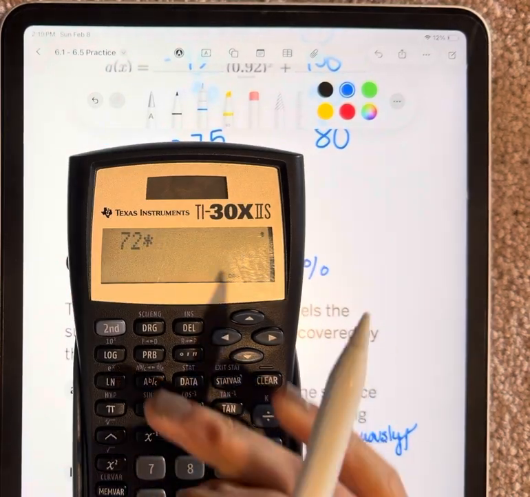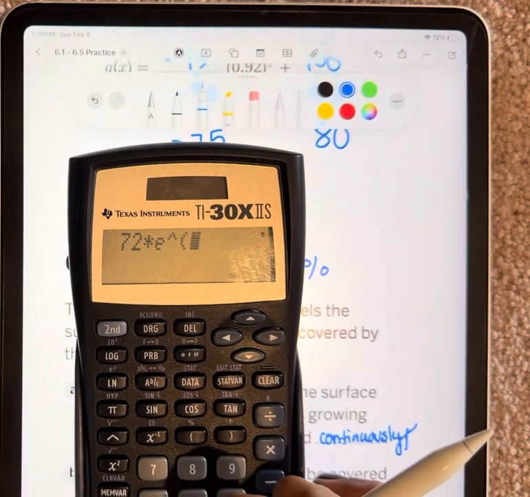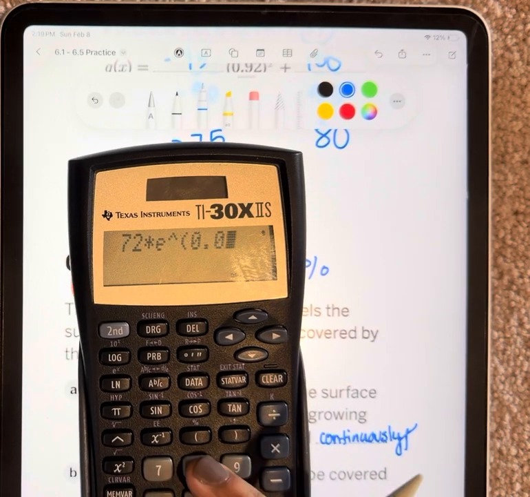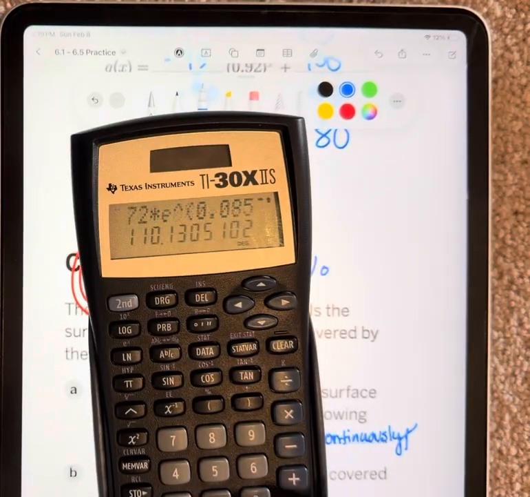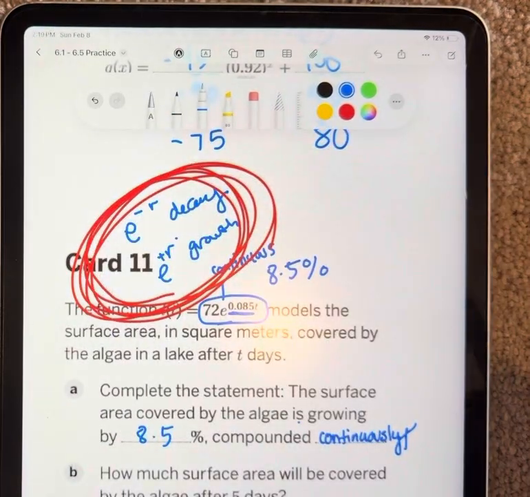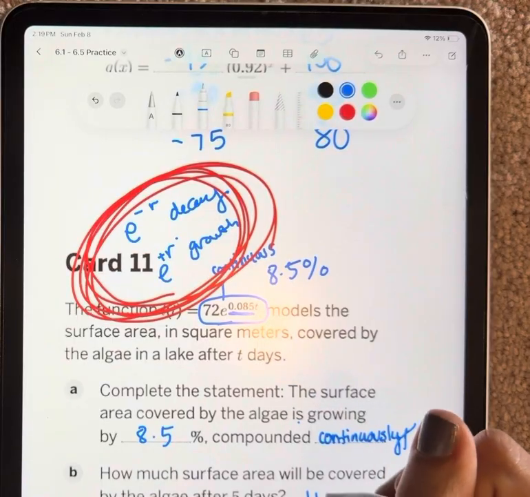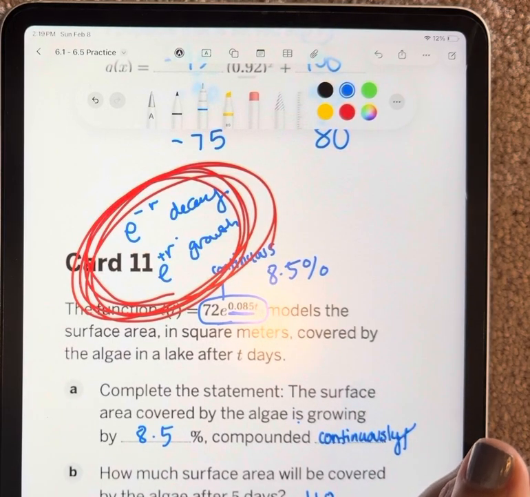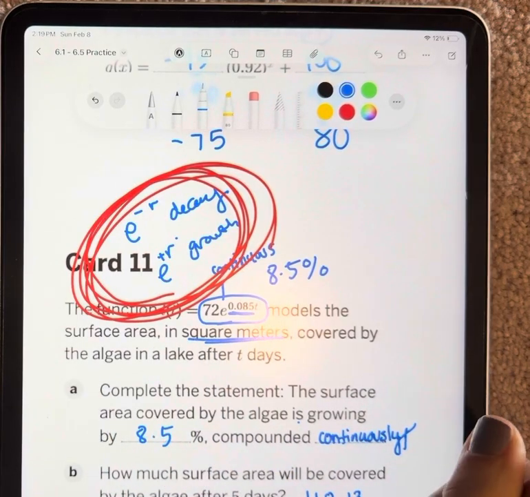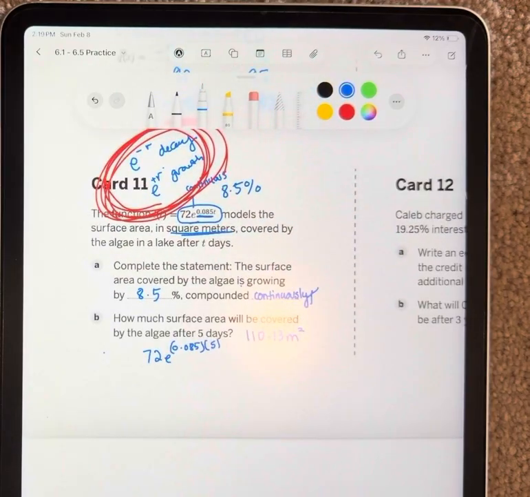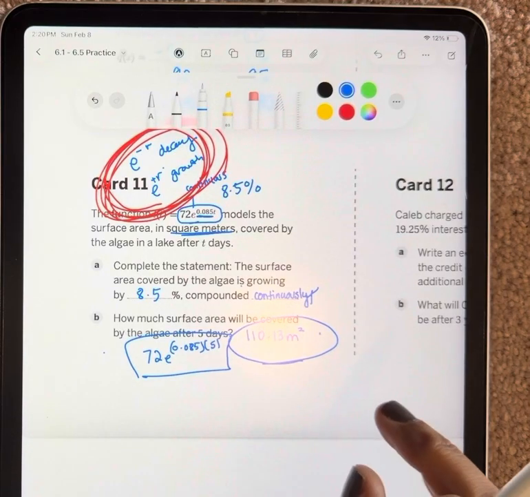72 times, okay, we gotta go e to the x, so second ln, 0.085 times 5. Enter. 110.13 square meters. So you can say meters squared. You can write out square meters. Same thing. All right, but this is what I put in the calculator.